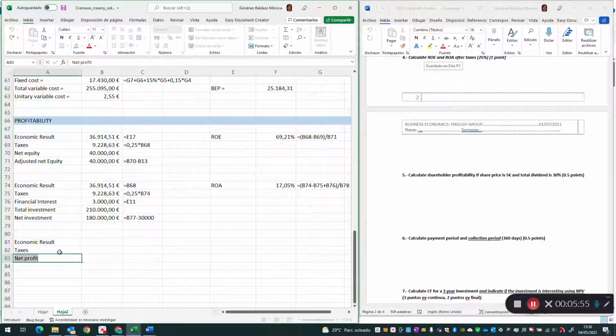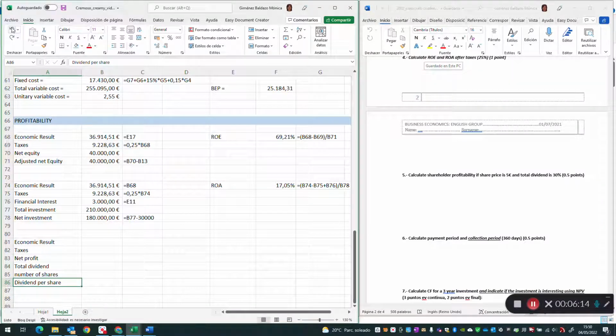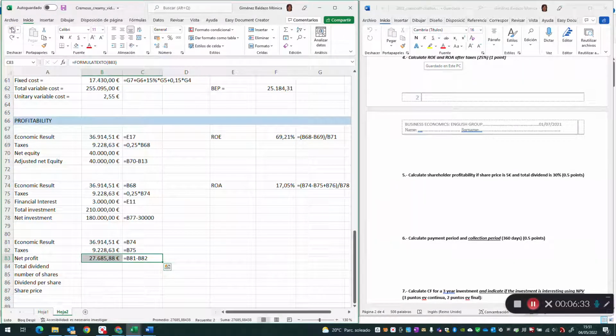And then we need to have the total dividend. We need to have the number of shares because this total dividend is going to be divided between all shares. That will allow us to calculate the dividend per share. And we need to have the share price. How much does it cost one share? So let's get these amounts and then we can apply the formula. The economic result and taxes are super easy. We just got them. The net profit is just the economic result minus taxes. So you just remove taxes from the economic result, you get it.